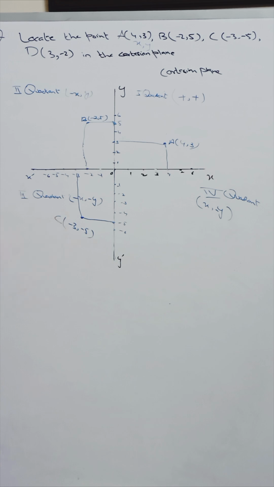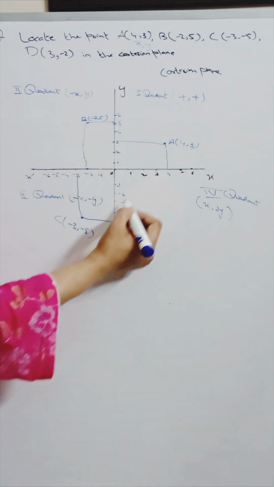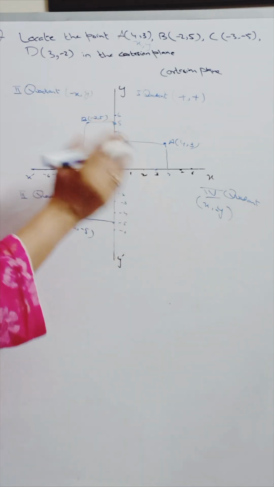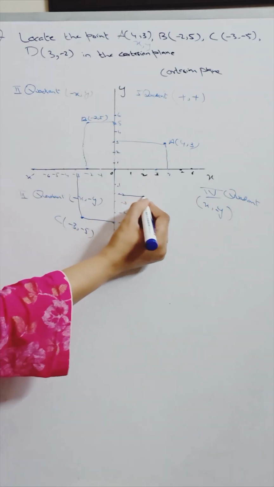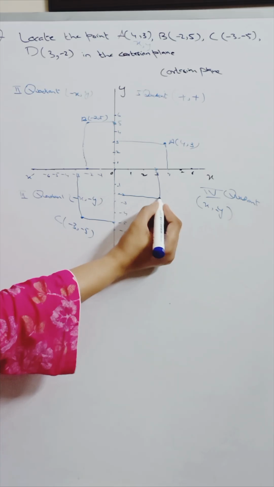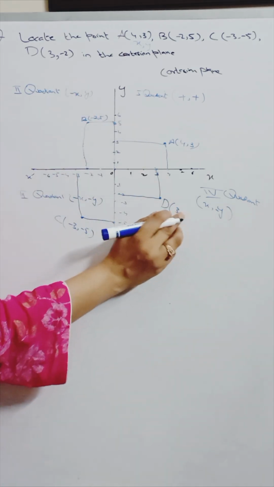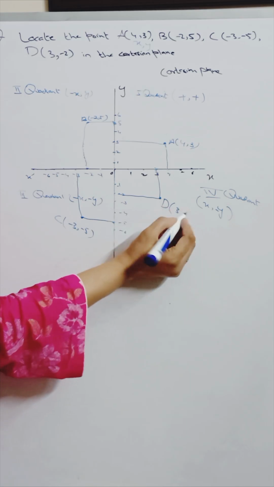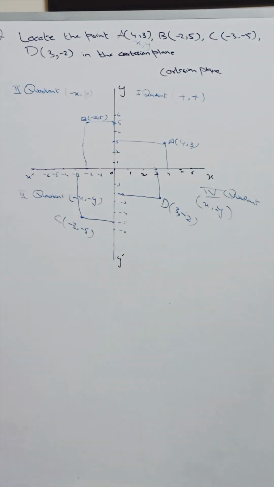Next point is D, (3, -2). Here x is positive and y is negative. It must lie in the fourth quadrant. So x is 3 and y is minus 2. So just do it. This is called point D and is (3, -2). So simply we explain these points on the Cartesian plane.